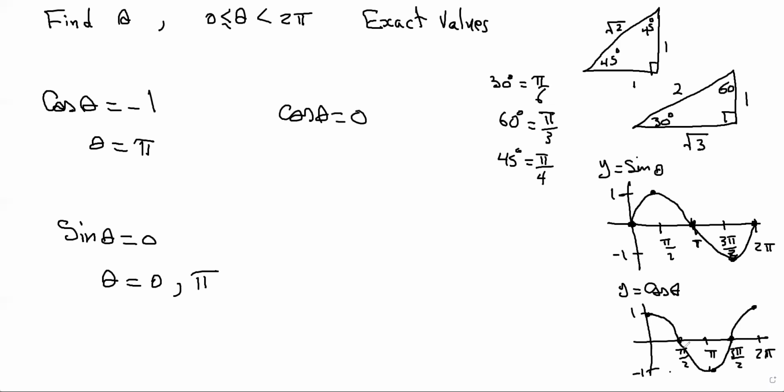Then I go to the cos graph. Cos theta equals 0 right here and right here. So theta would be pi over 2 and 3 pi over 2. How about if they say sine theta equals -1? So I go where -1 is, interpolate, it was right there. So the angle theta will be 3 pi over 2.